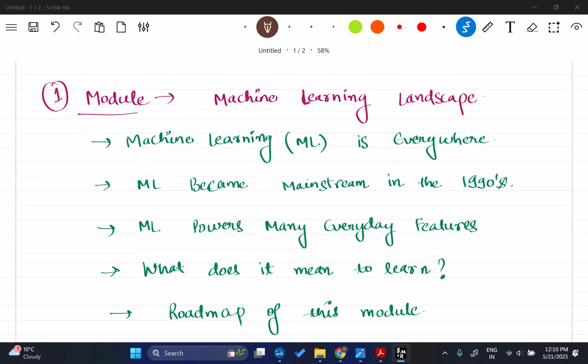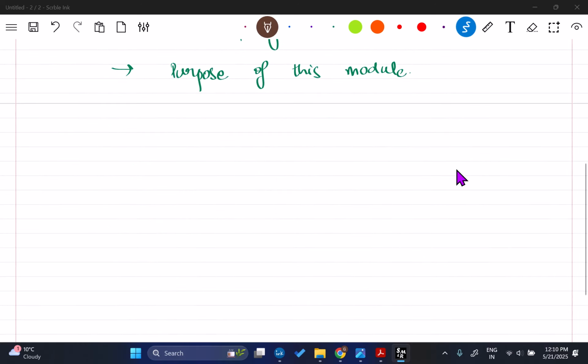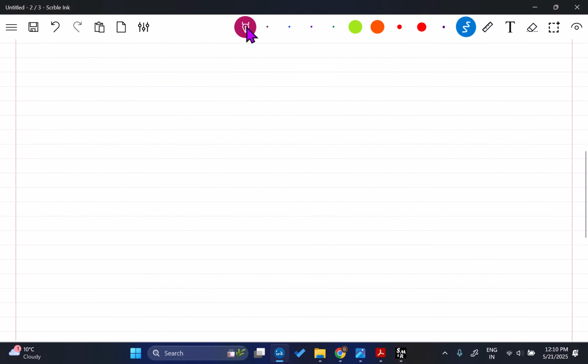So I'm assuming that you are a complete beginner in this field of ML, and I'm going to start with a very basic introduction to machine learning in my course. I will be covering these key points in my first video. Let's start with the very basic goal of this course. I'll be writing my key points here, as a whiteboard introduction for beginners.